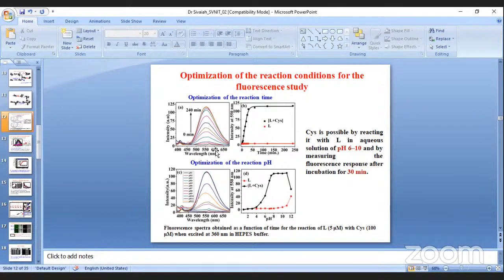You can see that, but if you draw the graph of time versus intensity, after like 30 to 40 minutes it is completely saturated. Even if you go beyond 240 minutes, there is no change in the fluorescence. So that means we have optimized the reaction time.